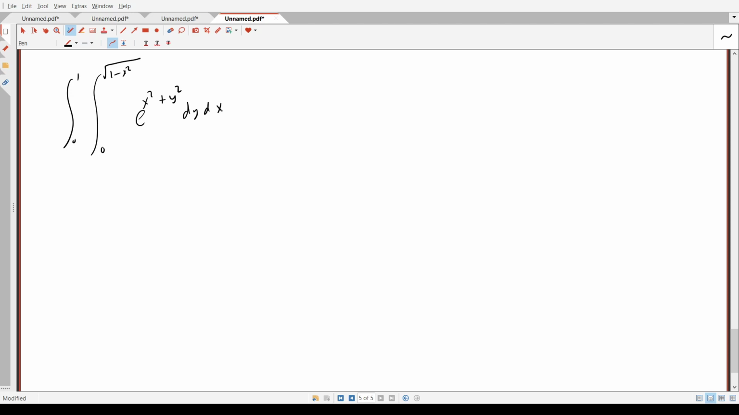Okay, so I don't know how to integrate e to the x squared. That's one of the integrals actually we can't integrate. But maybe if I convert this to polar coordinates, right? Because that clearly looks like it's x squared plus y squared. That's going to be r squared.